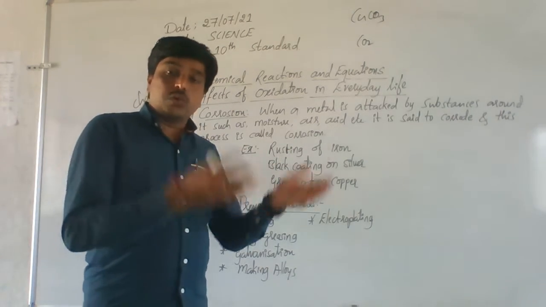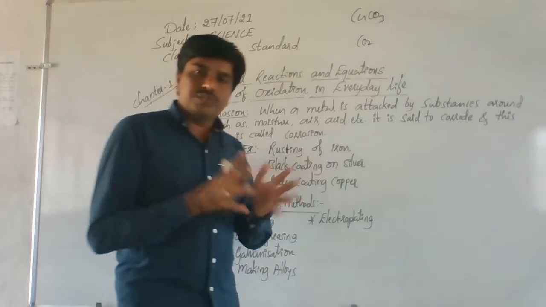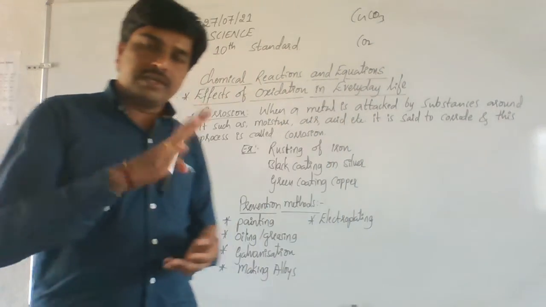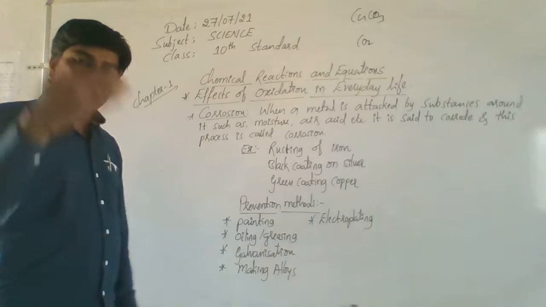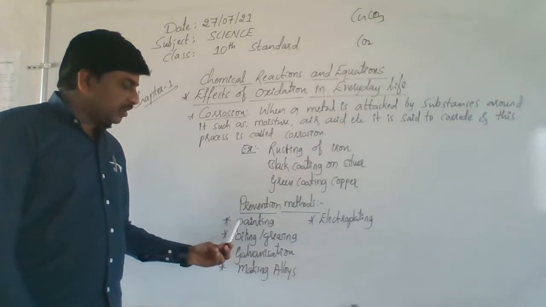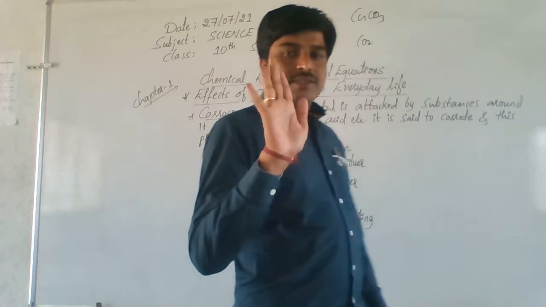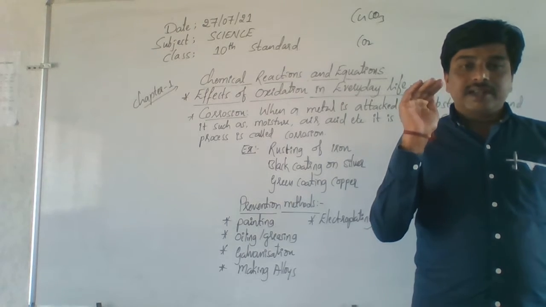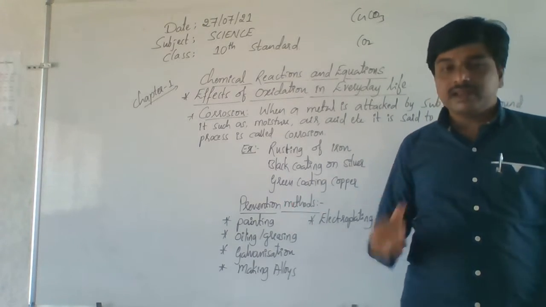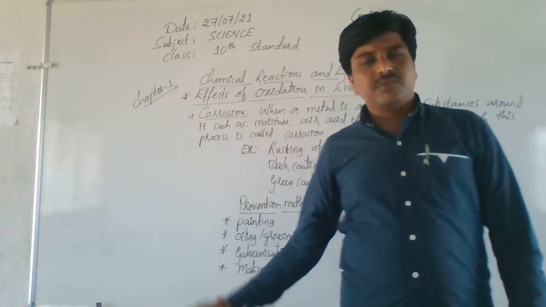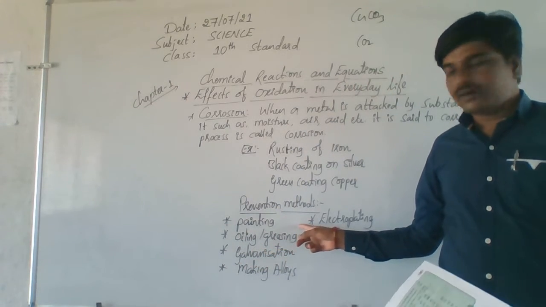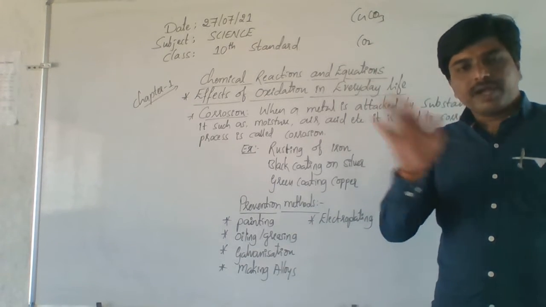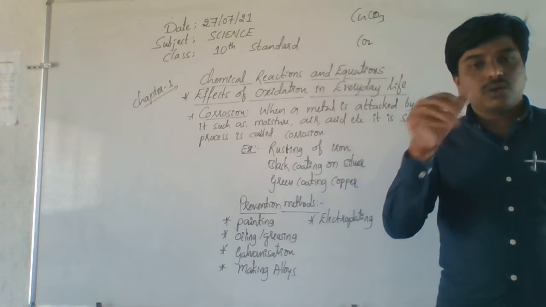And sir, how can we prevent this corrosion of metals? Is there any solution? Yes, there are prevention methods. How can we prevent the corrosion of metals? First one is painting. You just apply paint on the surfaces of metals. That paint layer resists the corrosion of metals. It is a very easy method of preventing corrosion. So by applying paint on metal surfaces, you can prevent the corrosion of metals.